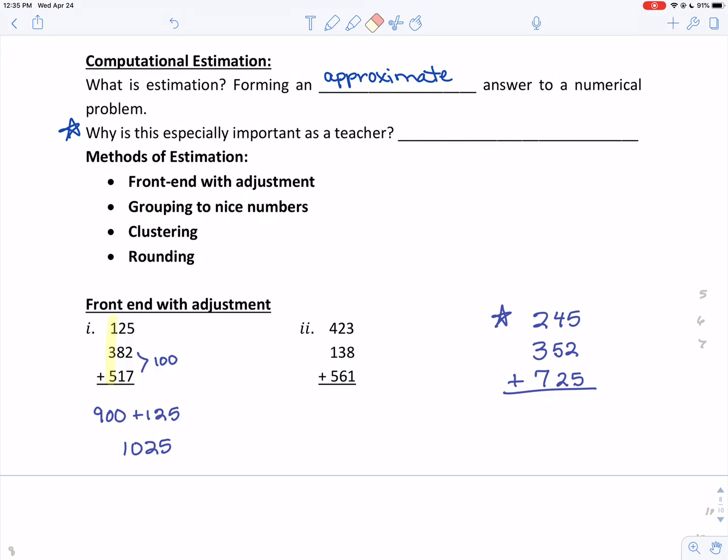The second one, the front end adjustment, is going to be about 1,000. Then the adjustment on the right, that's going to be about 100 and maybe another 20, so 120. So we'll get 1,120. I'd like you to do the third one to turn into class.